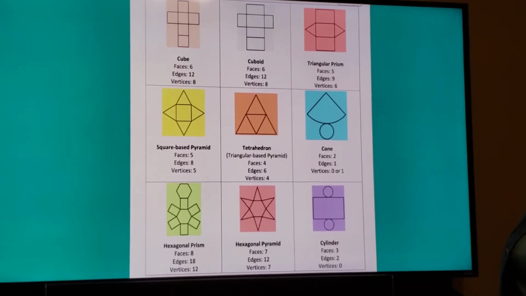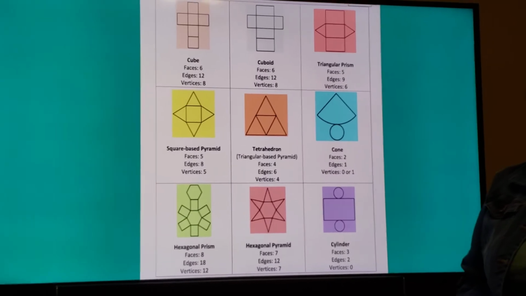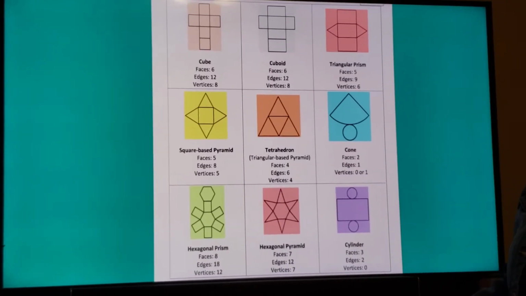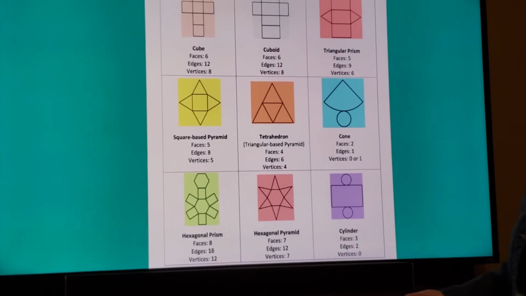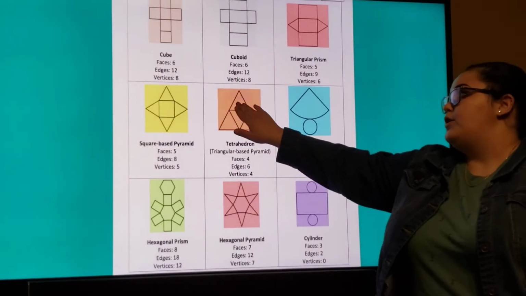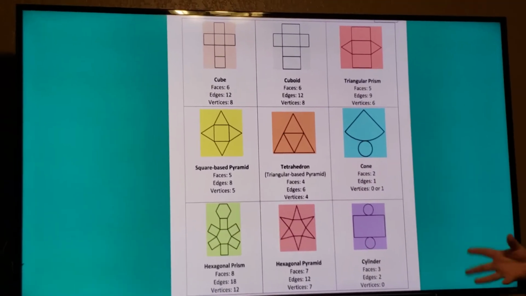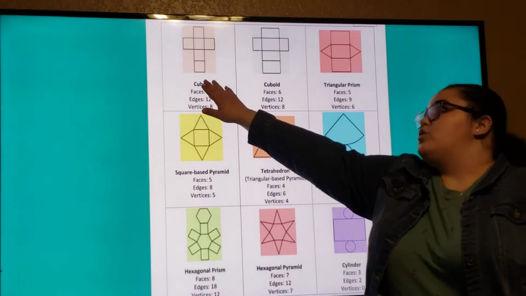Not only do we use nets for identifying shapes' properties, but we can also use them for surface area. Surface area is simply the sum of the areas of the faces on the shapes. So it would be the sum of all of the triangles on this triangular base pyramid here, or the sum of all of the squares on the cube.